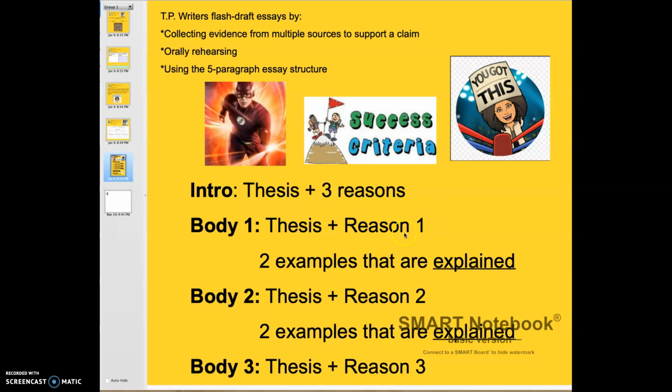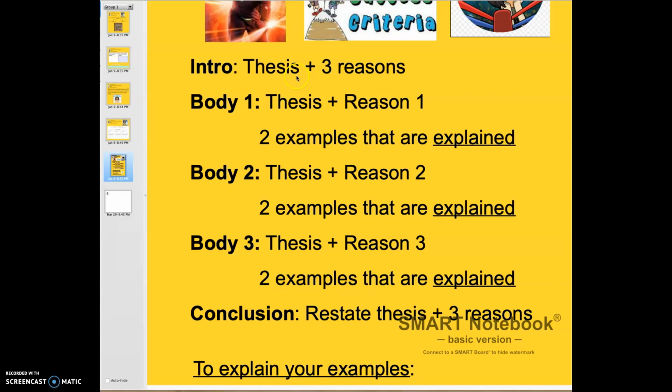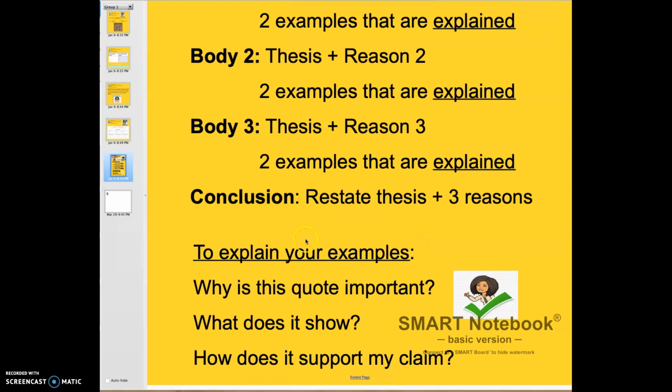Last but not least, when you're done, you're going to dive in and flash draft your 5-paragraph essay. Do not forget that we need a thesis with 3 reasons for our intro, a thesis and reason 1 with 2 examples that are clearly explained, and then a thesis and reason 2 with 2 examples that are clearly explained, and then the 3rd body paragraph would be the thesis with reason 3 with 2 examples that are clearly explained, and finish off your essay with a conclusion restating the thesis and 3 reasons to wrap it up for your reader.